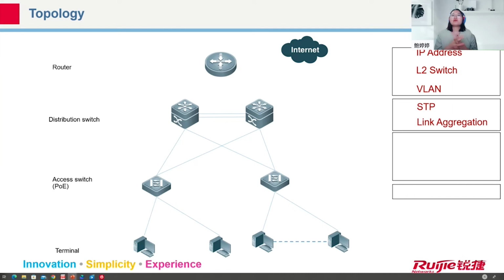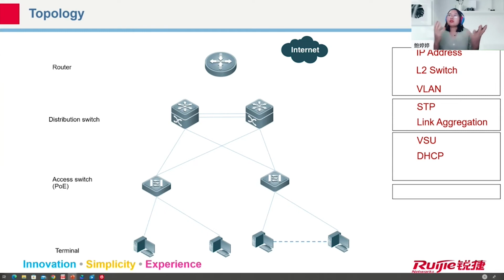And then if the access switch also wants to use both uplinks to forward traffic out, we have a technology called VSU to combine two distribution switches together into one logical device, and then the traffic can be forwarded out. If one device is broken, we can still use the other device.